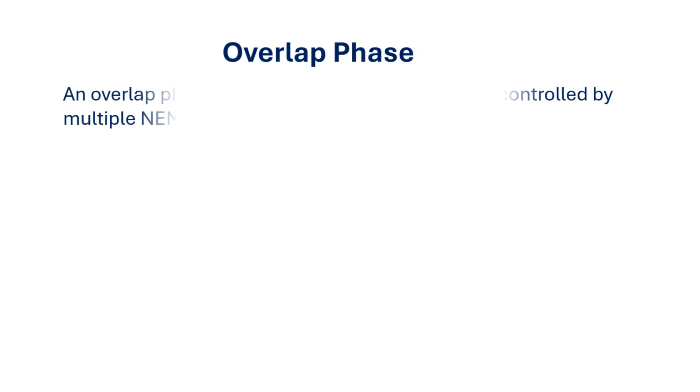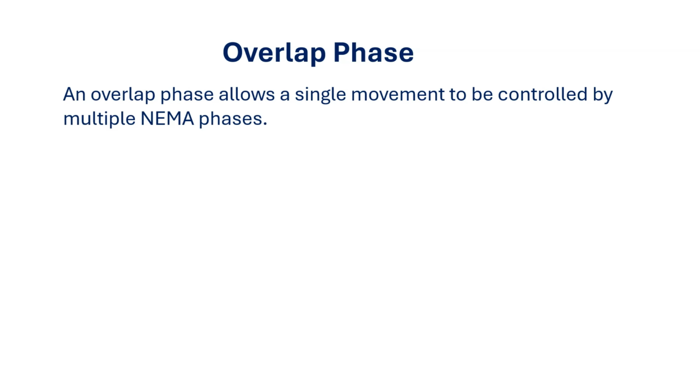One important concept to understand is the overlap. An overlap phase allows a single movement to be controlled by multiple NEMA phases. In other words, a movement served by an overlap may appear in more than one phase. Let's look at 2 examples.